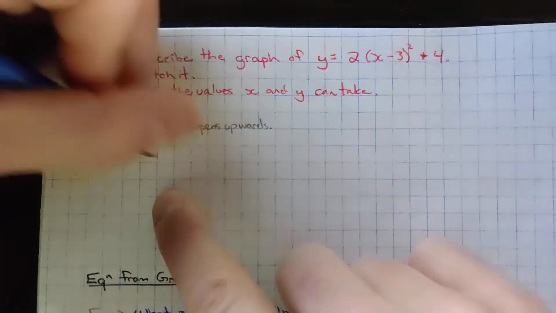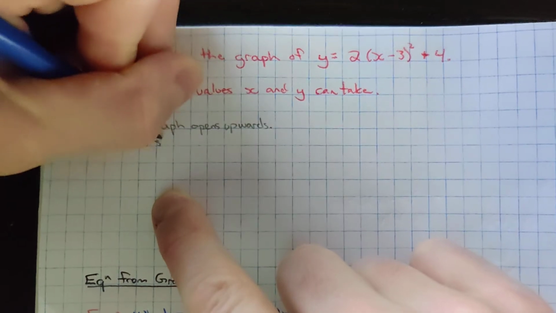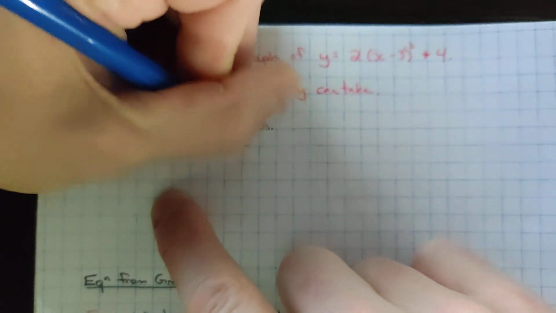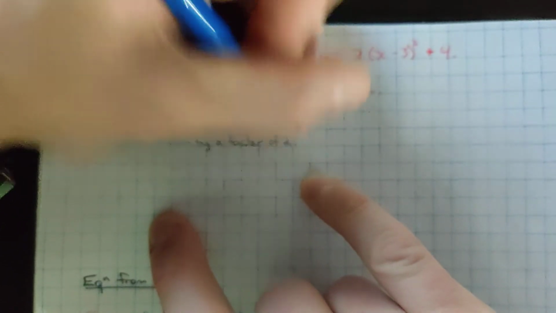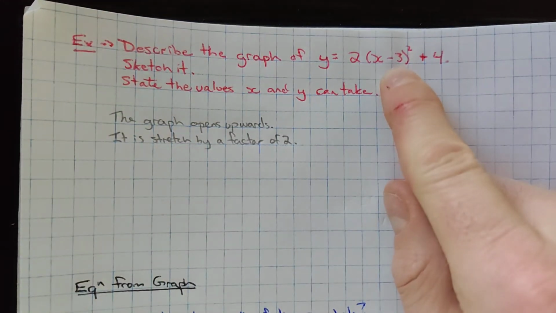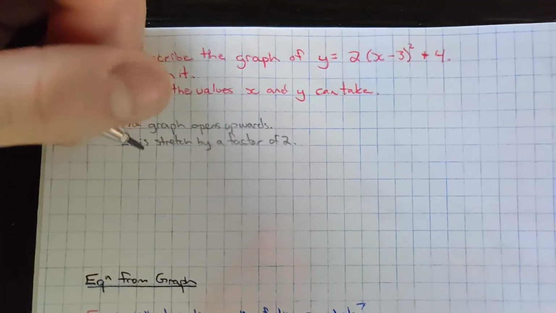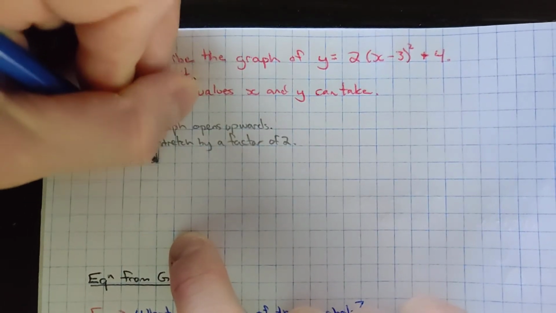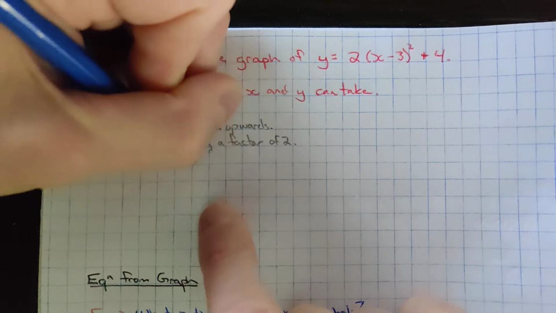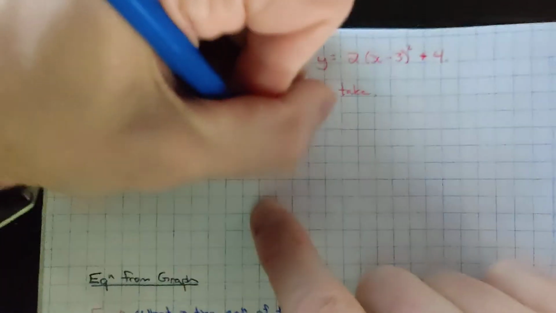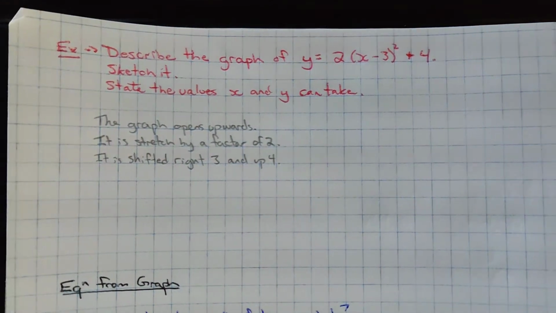It is also stretched by a factor of 2. And then it is shifted to the right 3. The negative, remember, shifts to the right. And also shifted up 4. So there's my full description of that.